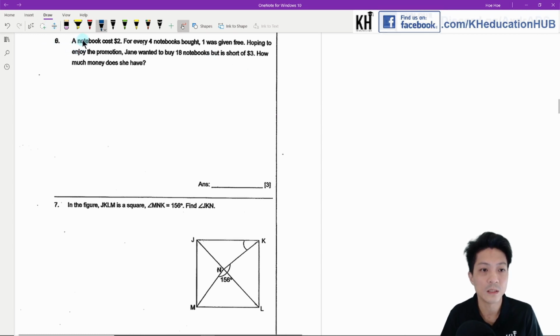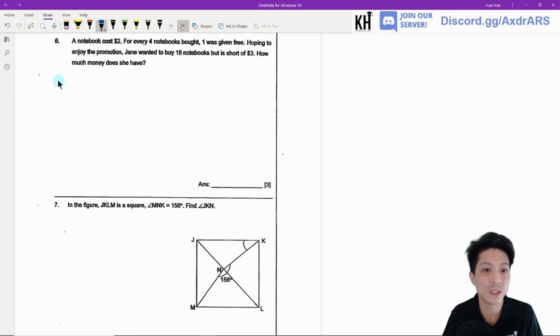Okay, question 6. A notebook costs $2. For every 4 notebooks bought, 1 was given free. Hoping to enjoy the promotion, Jane wanted to buy 18 notebooks but is short of $3. Okay, how much money does she have? So this question is also a bit like the grouping technique.